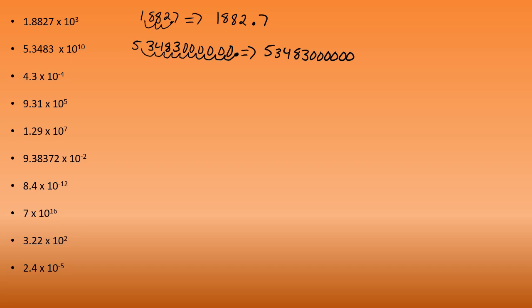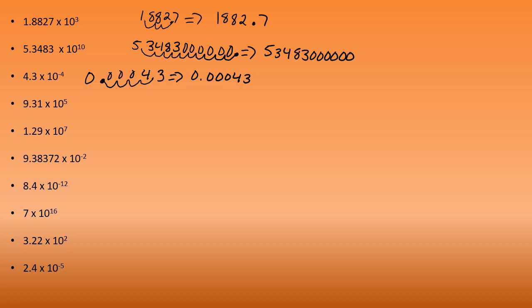Our next example is 4.3 times 10 to the negative 4. So this time the negative number is telling us to move our decimal to the left. We'll move it 1, 2, 3, 4 spaces as indicated by the 4. Fill in zeros in empty spaces. And I personally like a 0 in front of the decimal as a placeholder. So 4.3 times 10 to the negative 4 becomes 0.00043.